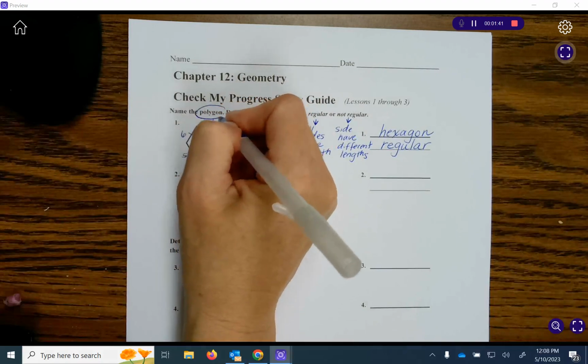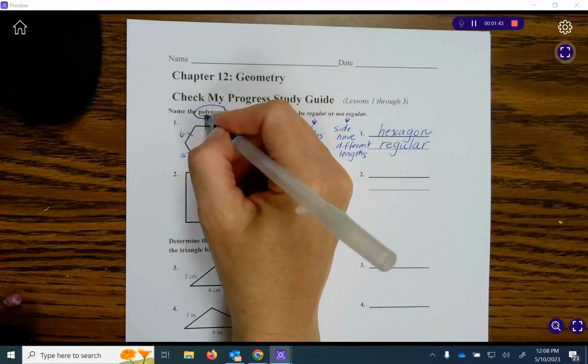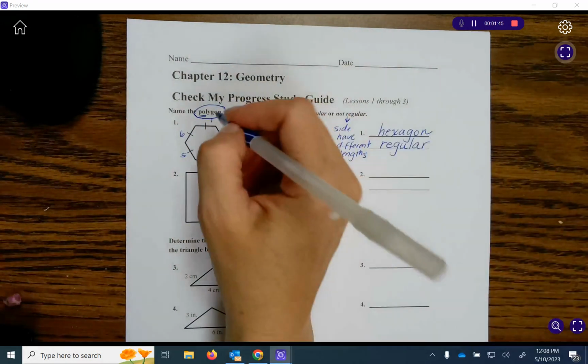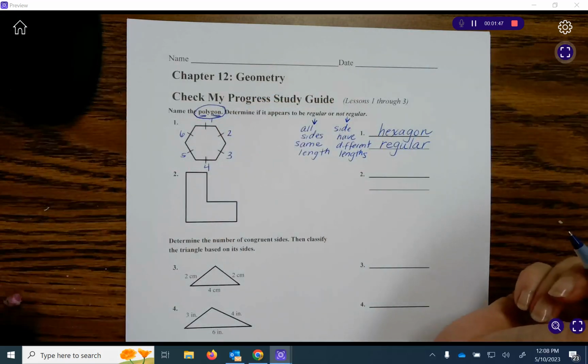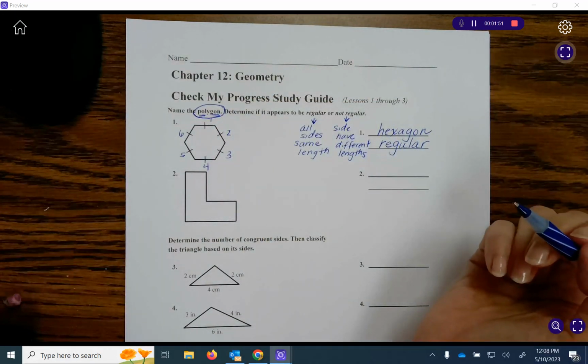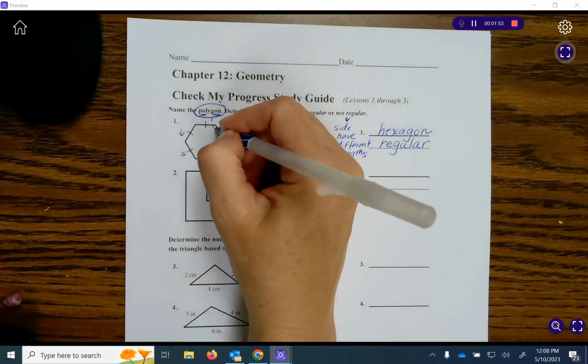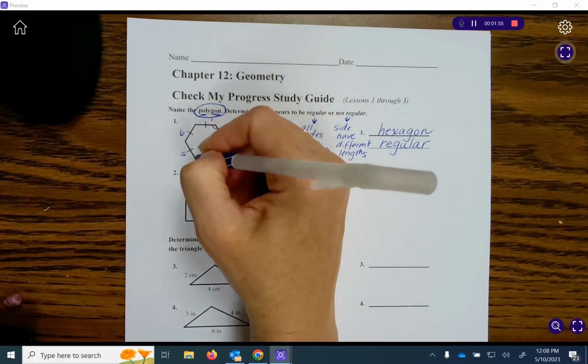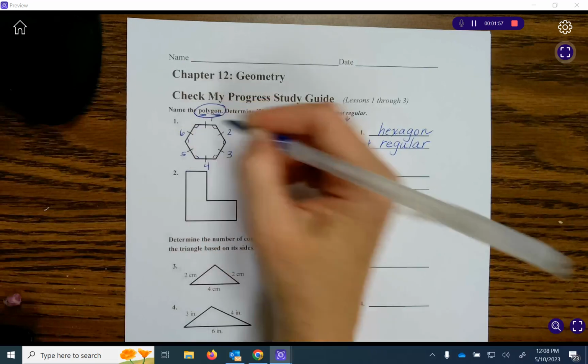Now, the word polygon, poly means many, and gon means angles. So polygon means a shape with many angles. And in this case, there are 1, 2, 3, 4, 5, 6 angles.